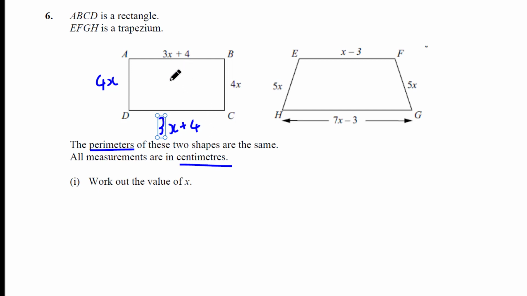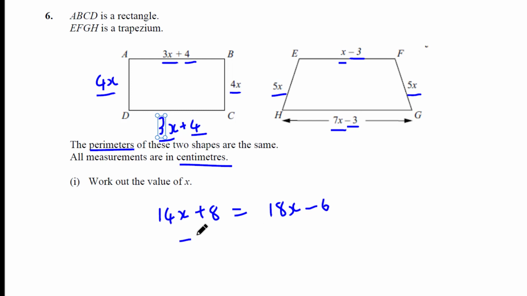So let's add up all these x's first. We've got 3x, 4x, 4x, and 3x. That's 6x plus 8x. So we get 14x plus the 4 plus the 4 plus 8 equals, what do we have here? 5x add 5x is 10x, add 7x, add x equals 18x. But we have a minus 3, so that's minus 6. And minus the smallest amount of x from both sides.